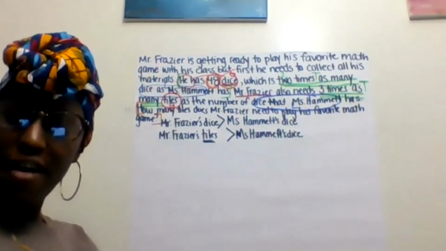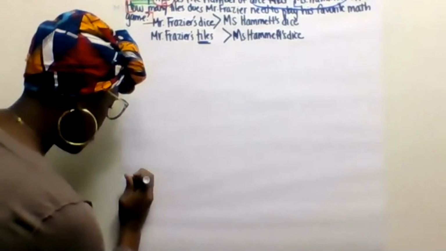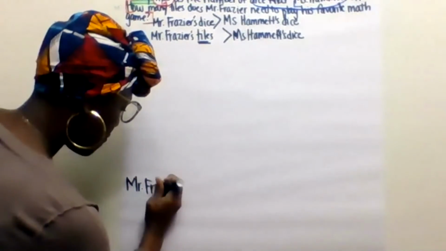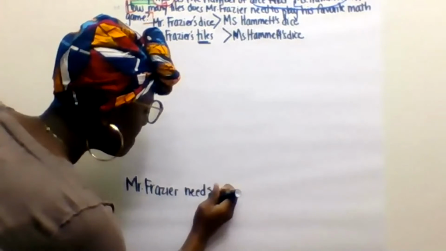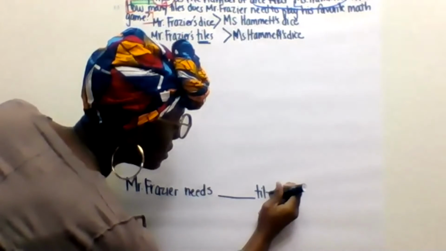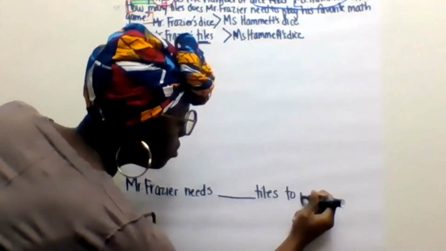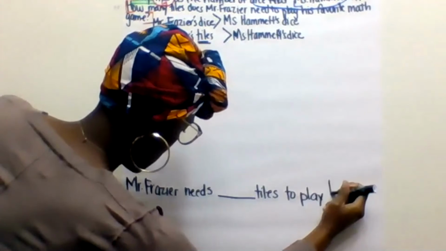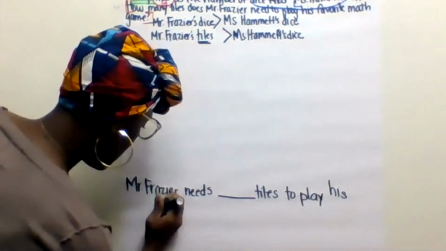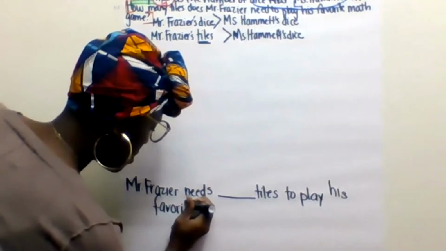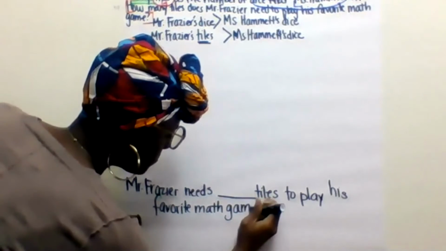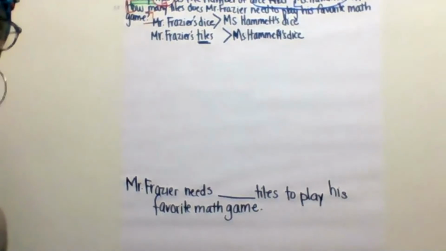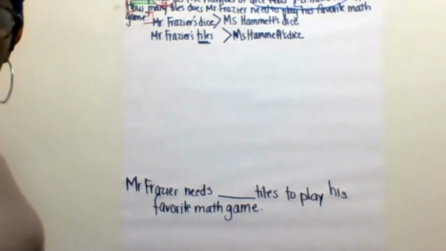Now let's go ahead and move to our final answer statement. Mr. Fraser needs tiles to play his favorite math game. Good, you're done in 3, 2, 1, and done.